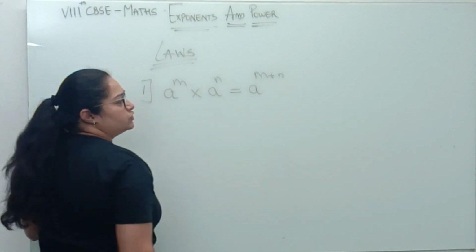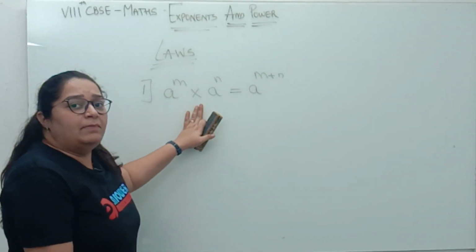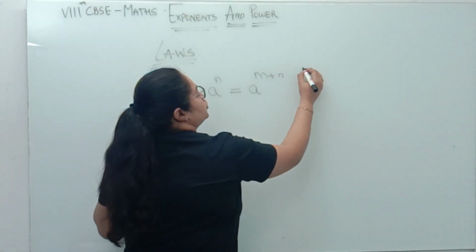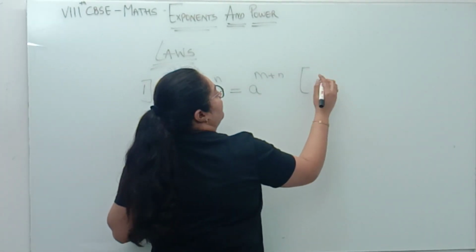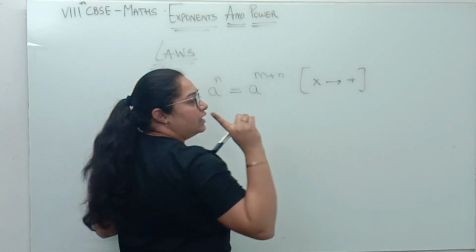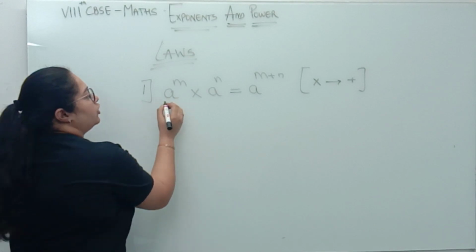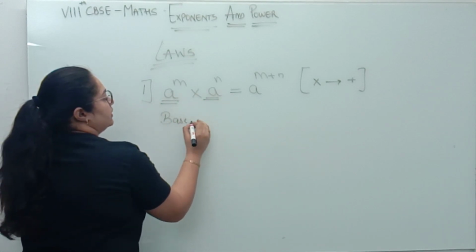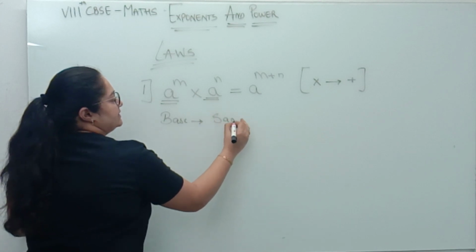plus n. Students, keep in your mind, when multiplication comes, then what will happen? Addition. So for your betterment you can write: multiplication will give you what? Addition. The other thing you have to keep in mind is your base should be the same. Your base should be the same.